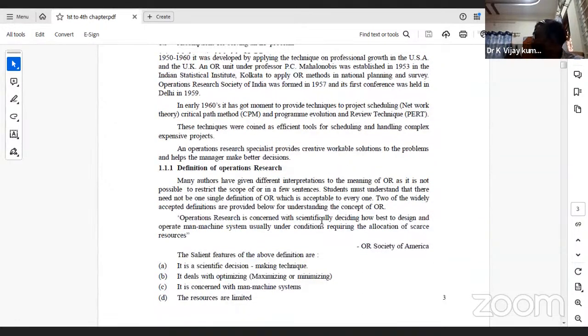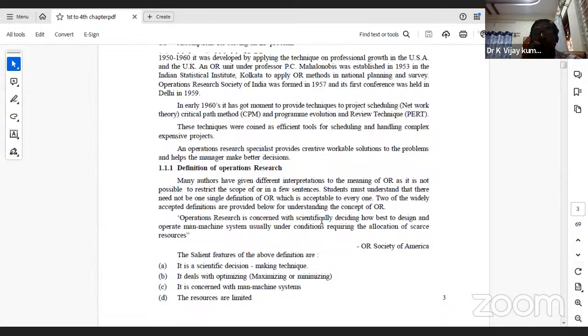What is the definition of operation research? Many authors have given different interpretations. So many writers, so many professors, so many authors have given different meanings of operation research. It is not possible to restrict the scope of it to a few sentences. Students must understand there need not be a single definition for OR which is acceptable to everyone. So two widely accepted definitions are provided below, so that we understand the concept of OR.